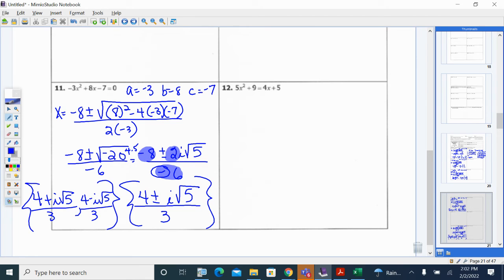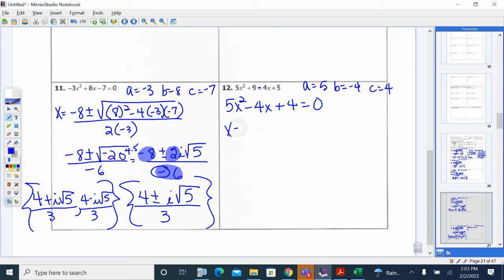The last one that I want to do is number 12. I've got 5x squared plus 9 equals 4x plus 5. So for this one, I need to subtract the 4x and I need to subtract the 5. When I subtract the 4x, I'm just going to get a negative 4x on the left, and then 9 minus 5 is a positive 4. So we have 5x squared minus 4x plus 4. A is equal to 5, B is equal to negative 4, and C is equal to positive 4.